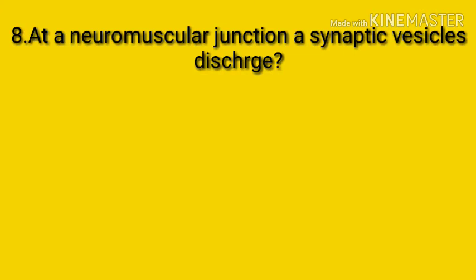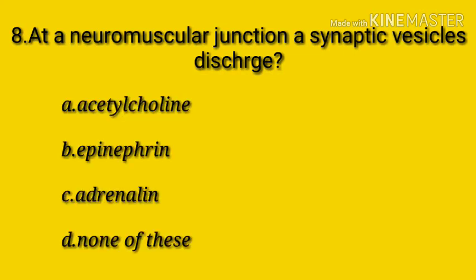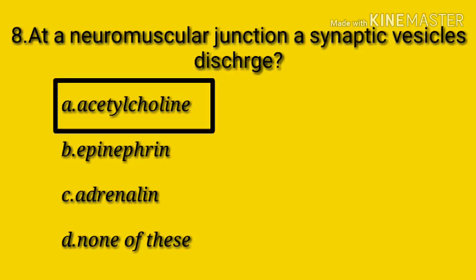Question number 8. At a neuromuscular junction, synaptic vesicle discharge: option A, acetylcholine; B, epinephrine; C, adrenaline; D, none of the above. Answer is option A, acetylcholine.